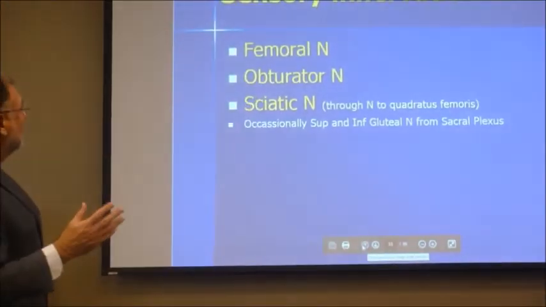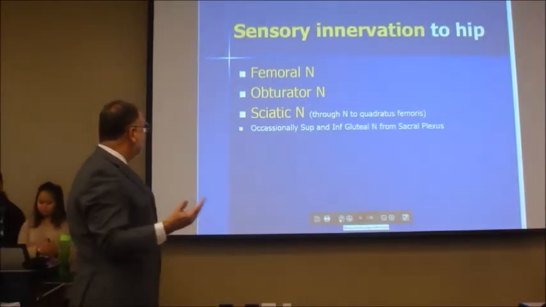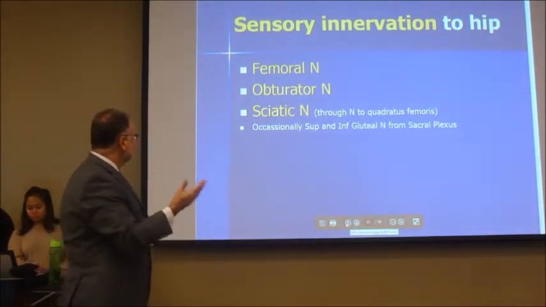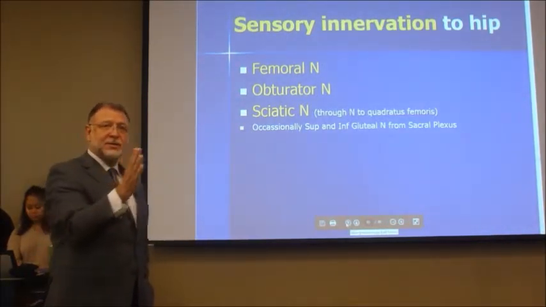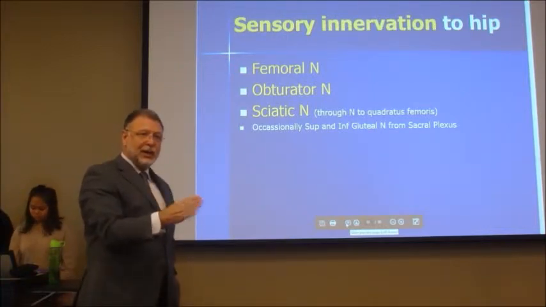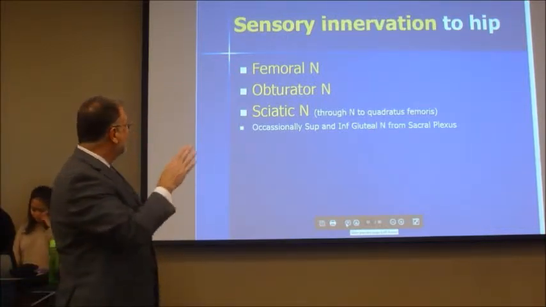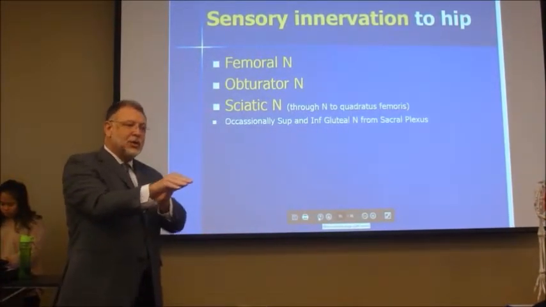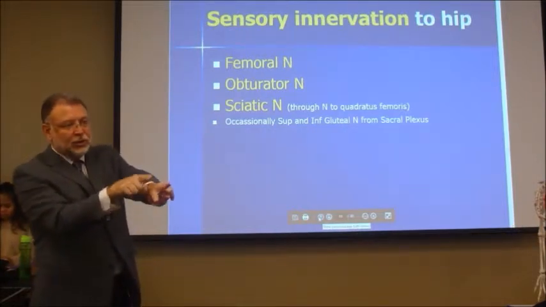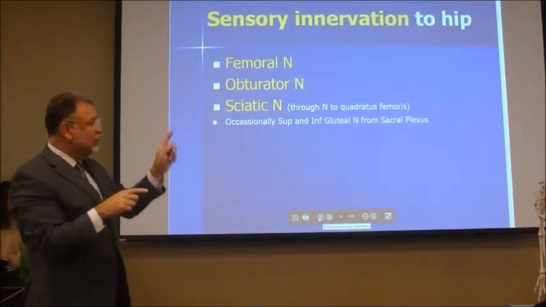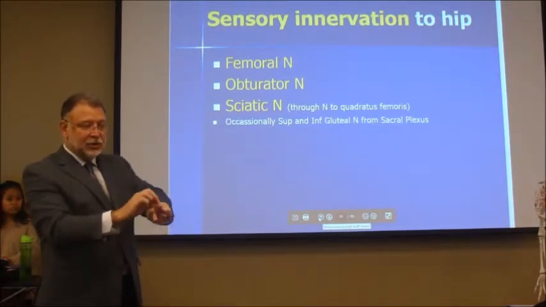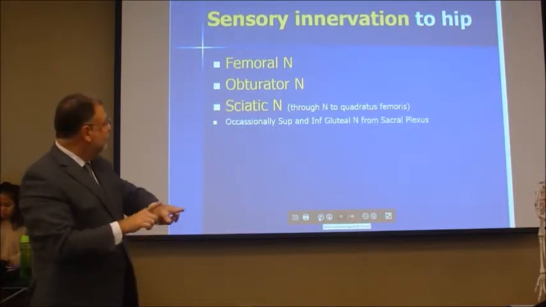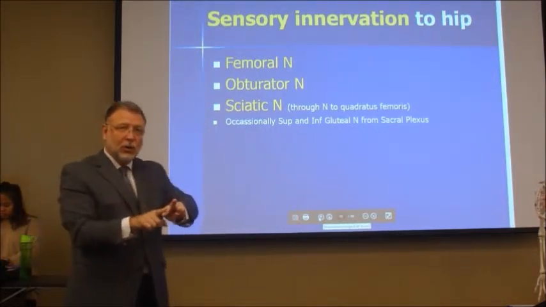The sensory innervation for the hip is going to be given by three nerves: the obturator nerve and the femoral nerve. Remember, these two come directly from the lumbar plexus, L2 to L4. When those L2 to L4 roots go through the psoas major, it divides into one posterior and one anterior. The obturator nerve is the anterior, and also gives a small branch for the genitofemoral nerve. And the posterior division is going to be the femoral nerve.